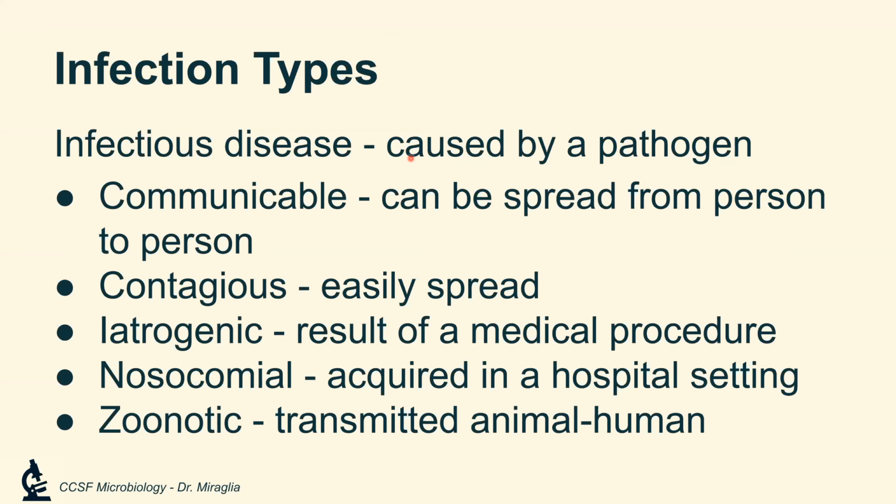And then zoonotic are infections that are transmitted animal to human. So many infections begin as a zoonotic jump. They make that leap from animals to humans, but then they will transmit human to human after that. Right, so zoonotic often will refer to the first transmission. We get all of our emerging diseases from other organisms that are non-human.